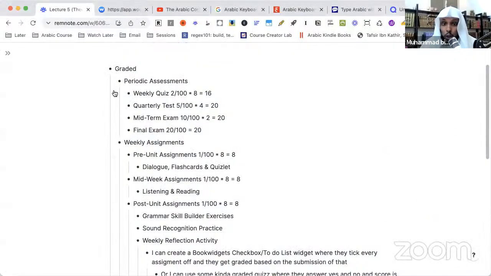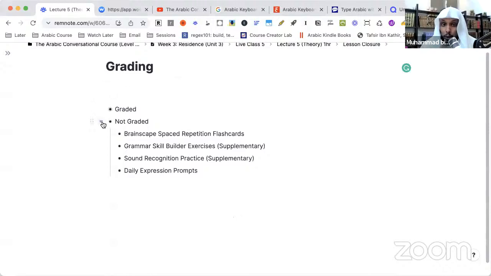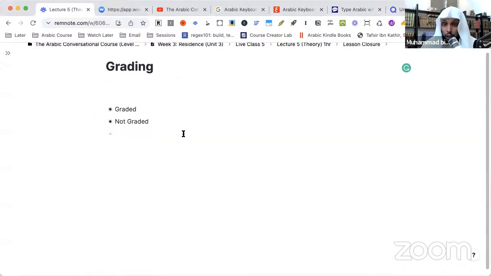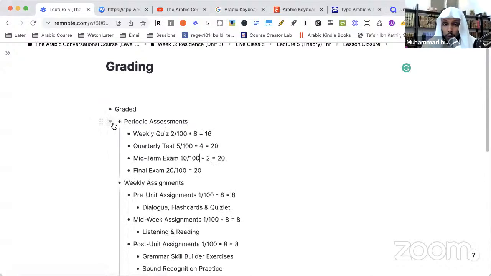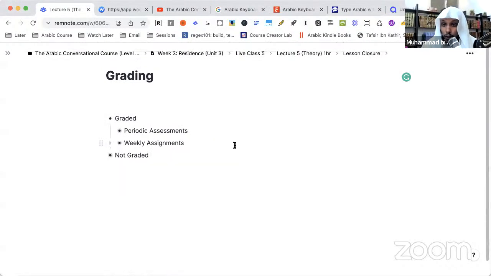When it comes to all of the assignments that I'm giving, and this is related to what one of the students mentioned now, too much homework: not everything is graded, or not everything is mandatory. There are some things that I post on Google Classroom that are optional, okay? The things that are graded are these sort of things. We have two types of things that are graded. We have periodic assessments and we have weekly assignments, okay?